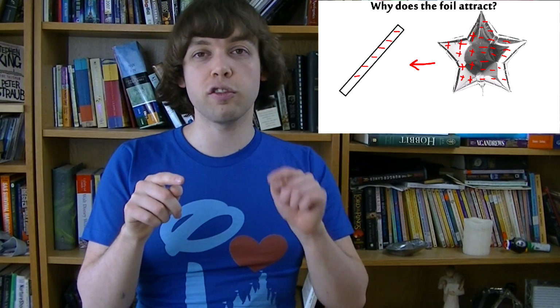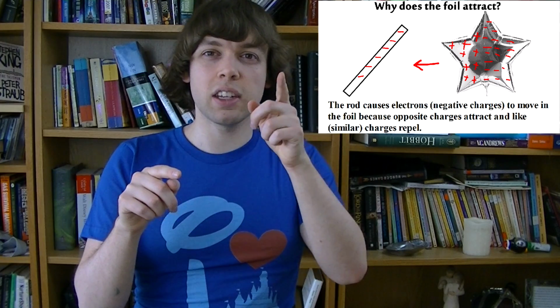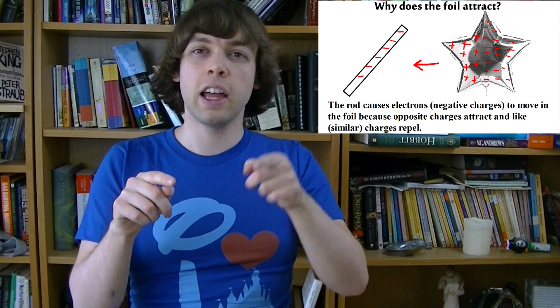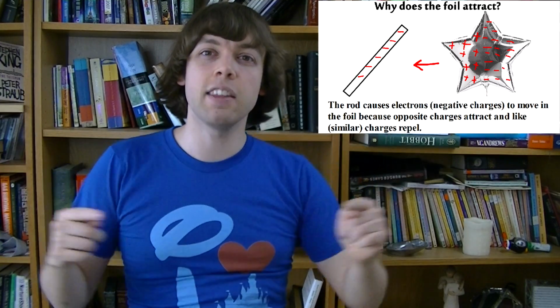So when I move a negative rod towards the foil, the electrons in the foil are repelled from the negative rod, since like charges repel, and they move to the opposite side. That leaves the near side of the foil positive, and since opposites attract, the positive side of the foil is attracted to the negative rod and they move together.